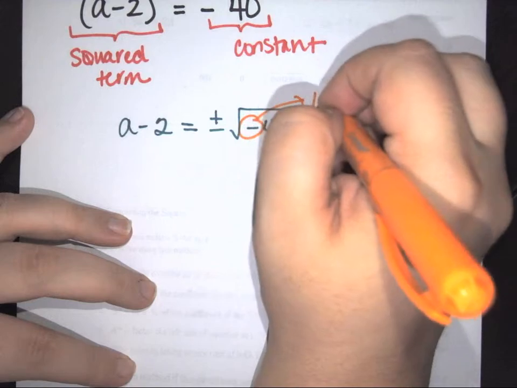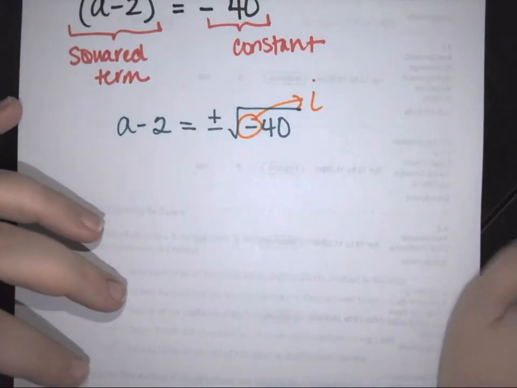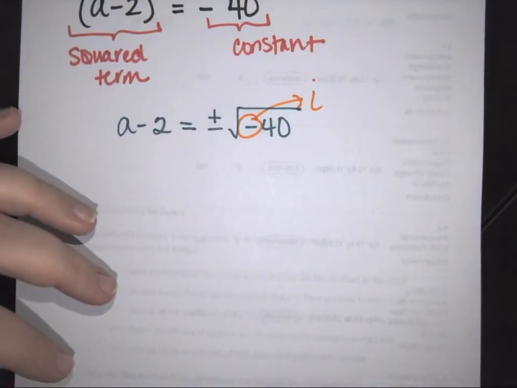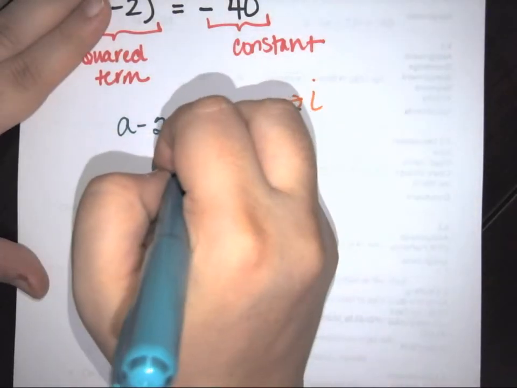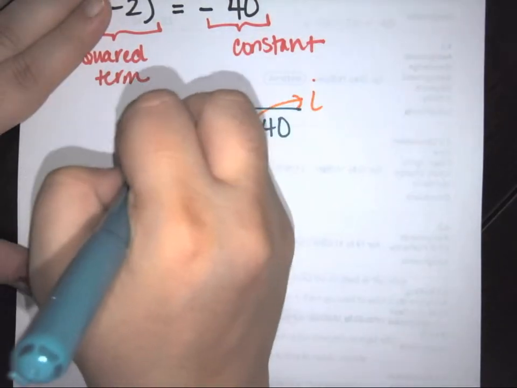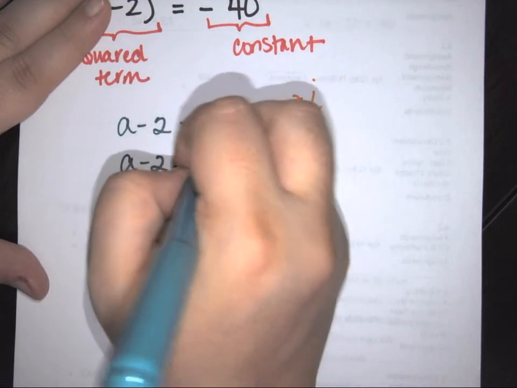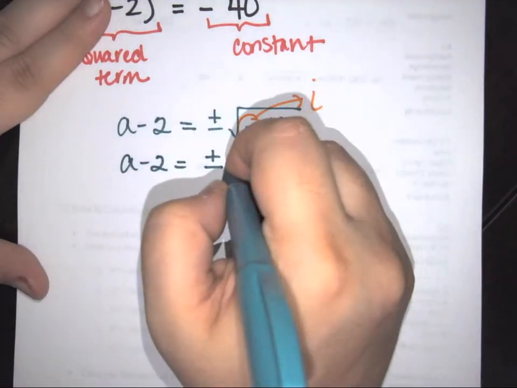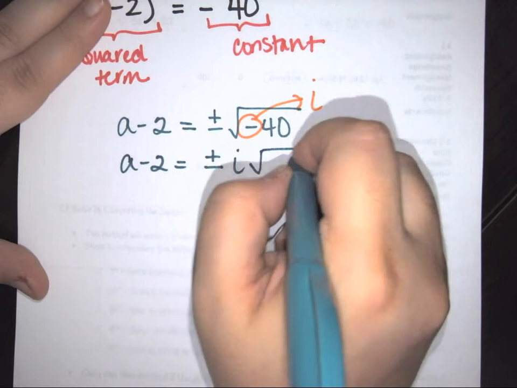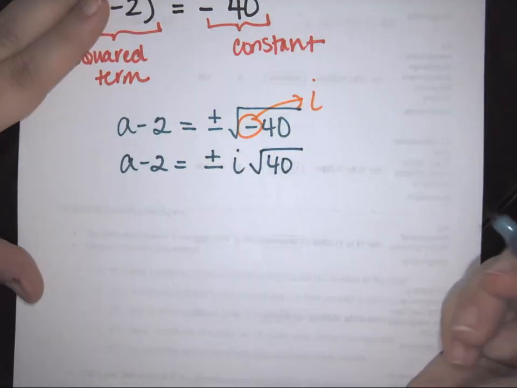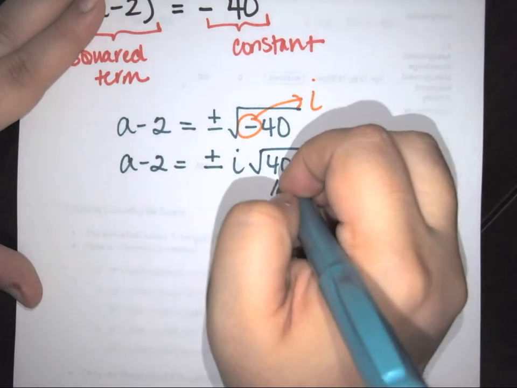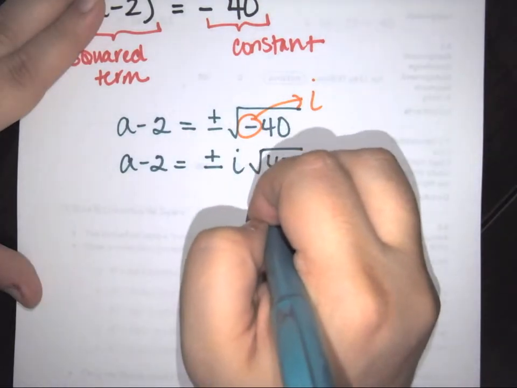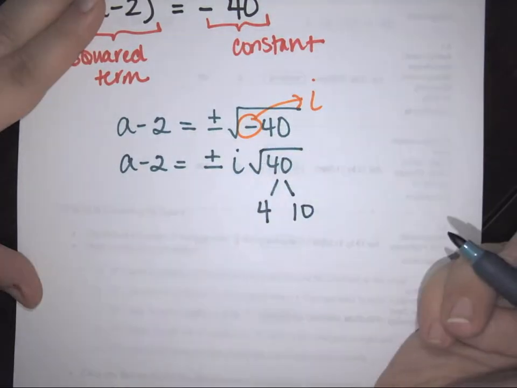The negative is going to be pulled out as an i, which follows your complex number rules. Therefore, this says you have a minus 2 is equal to plus or minus i square root of 40. Now when I'm looking at 40, I know it can reduce. So when I look at 40, one thing that I see is I have 4 and 10.